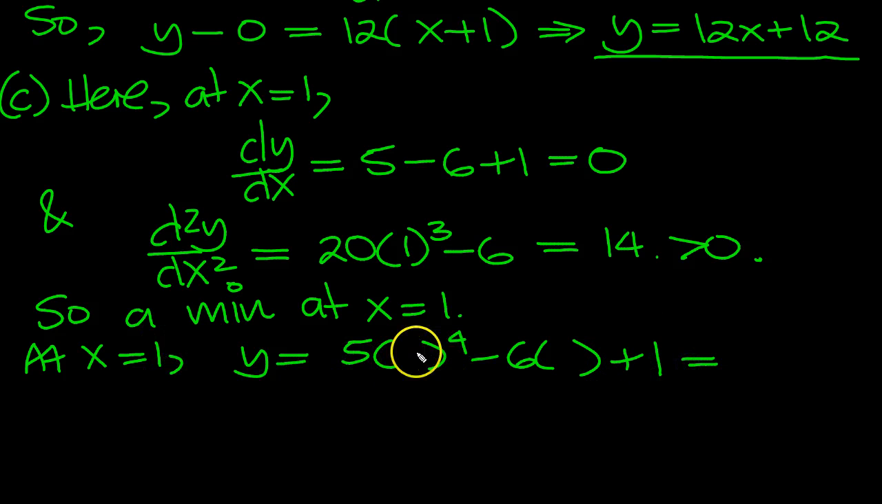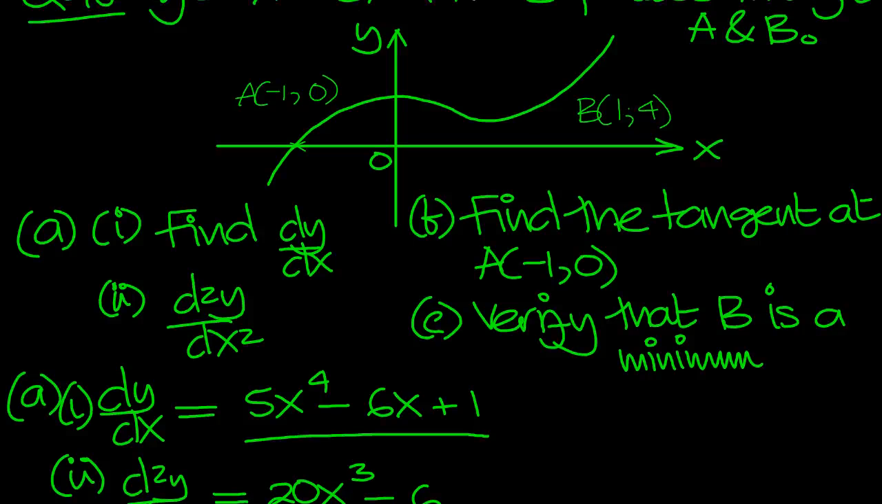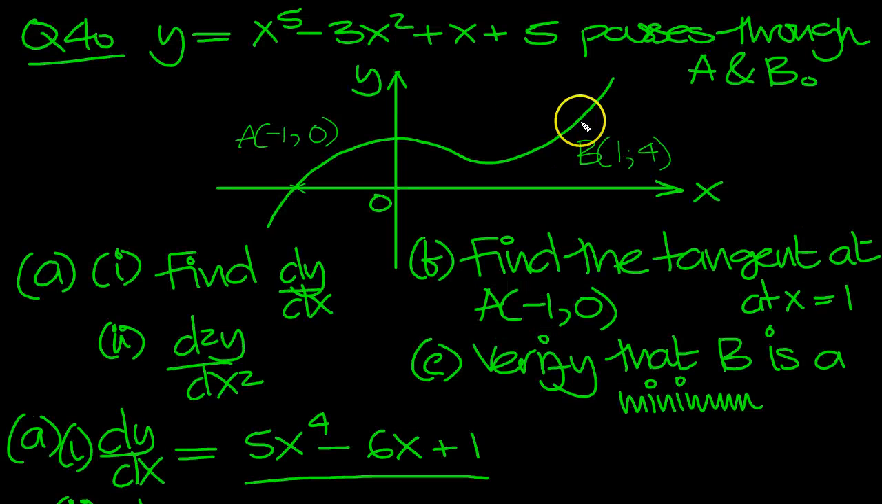So the x value is 1. Put it in. 5 minus 6 plus 1, which is 0. So I'm a bit worried about that because it said B1, 4. So verify B at x equals 1, wasn't it? Is a minimum. And oh, our original curve, sorry, was here.